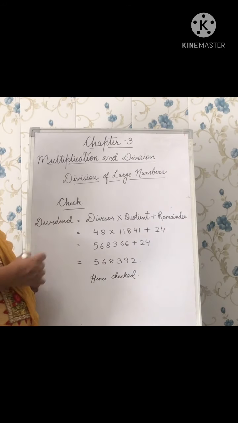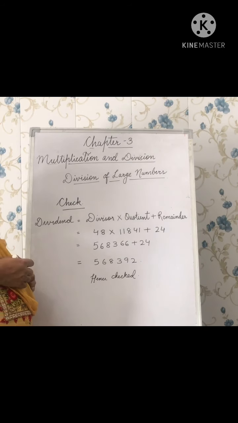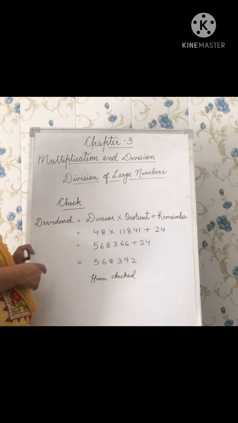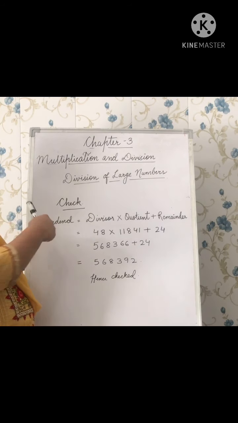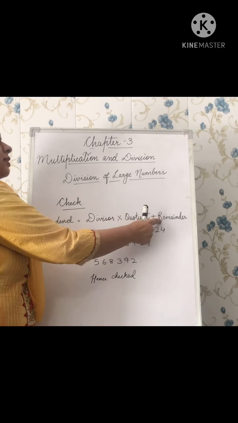Now the next thing is how you can check your answer, whether your answer is correct or not. So the method, the formula to check whether the division is correct or not, is: dividend equals divisor times quotient plus remainder.